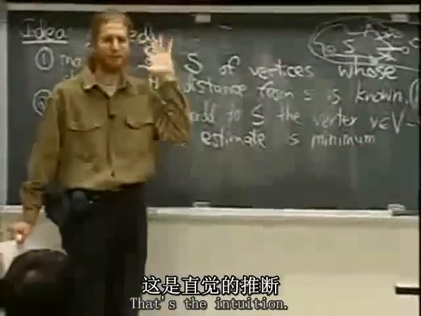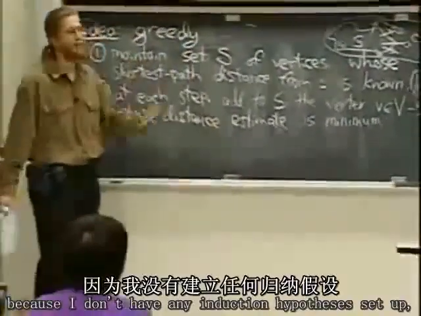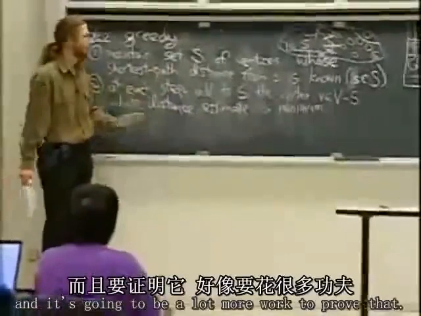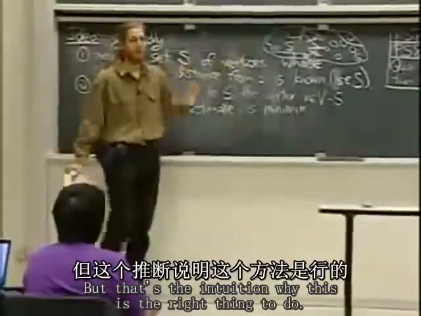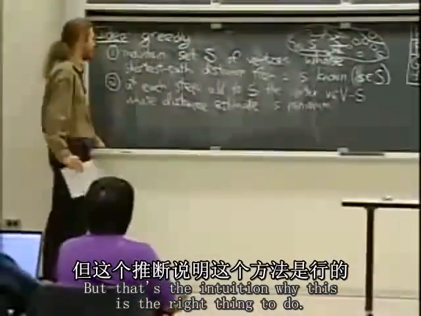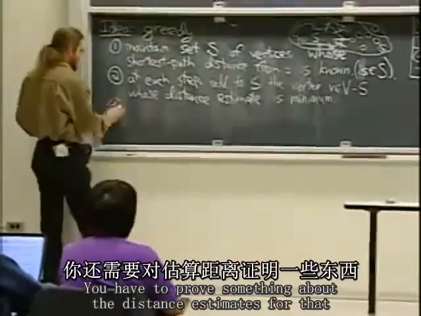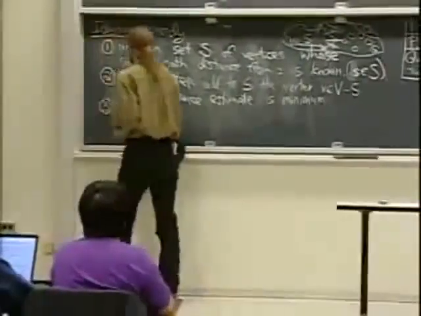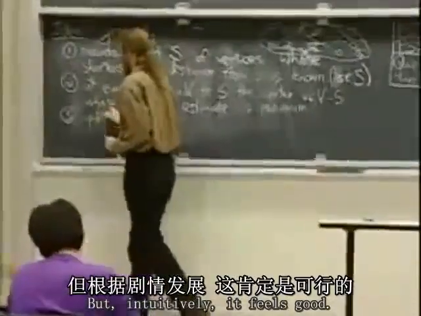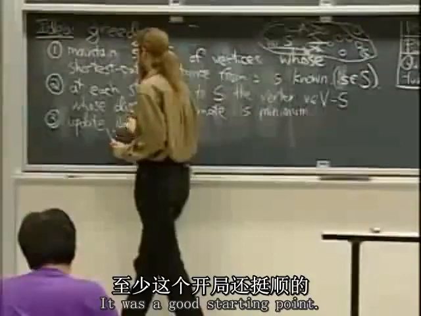That's the intuition. It's a little bit fuzzy here because I don't have any induction hypotheses set up, and it's going to be a lot more work to prove that, but that's the intuition why this is the right thing to do. You have to prove something about the distance estimates for that to be a proof, but intuitively it feels good. Always a good starting point.